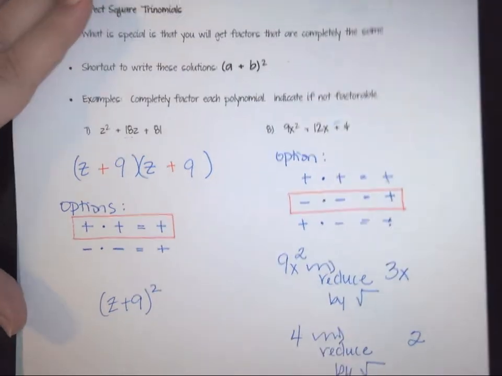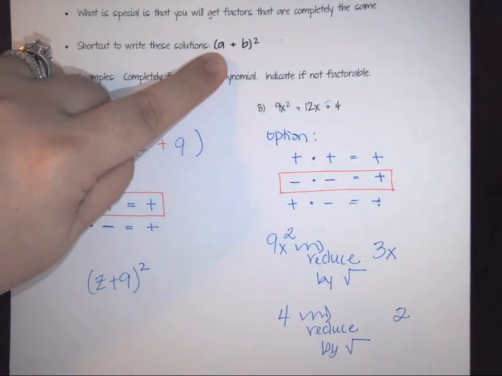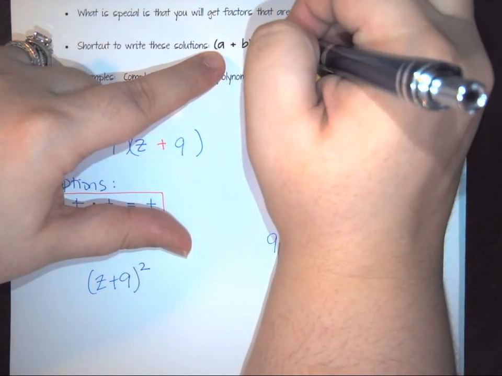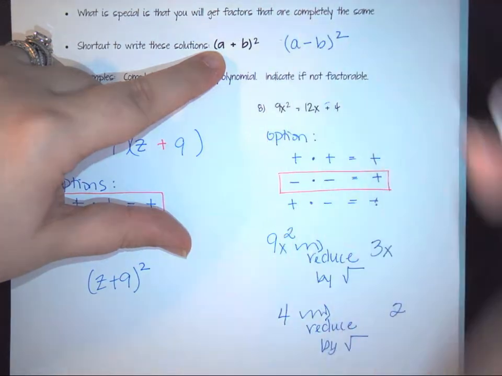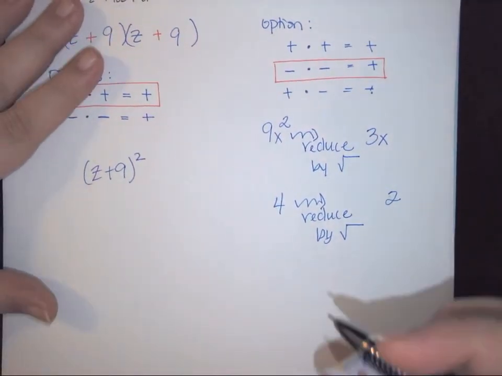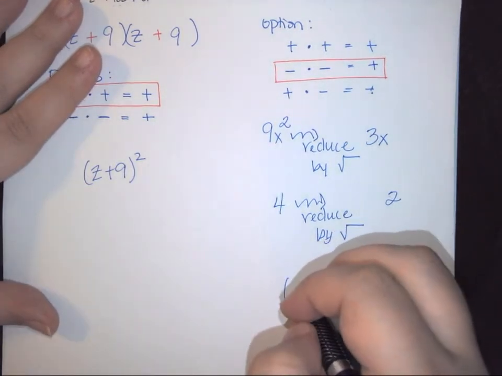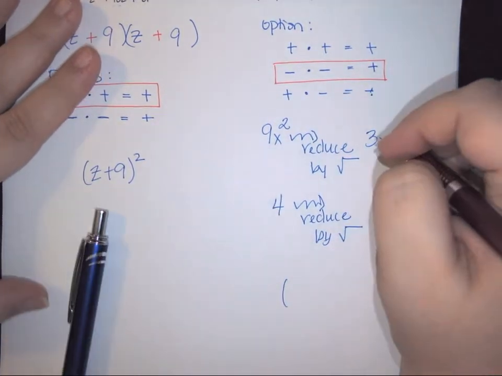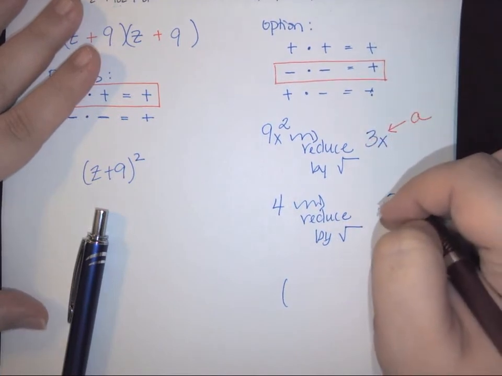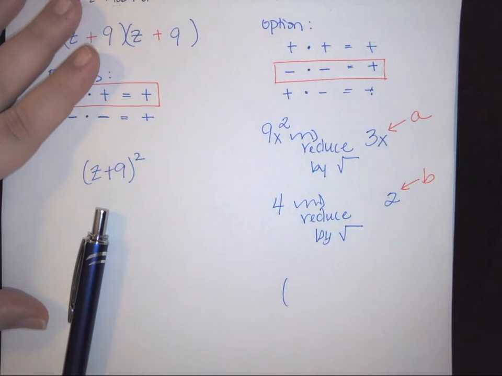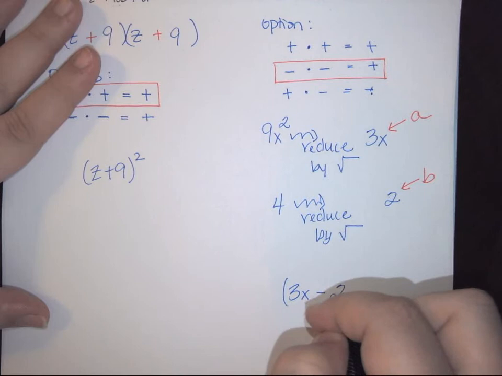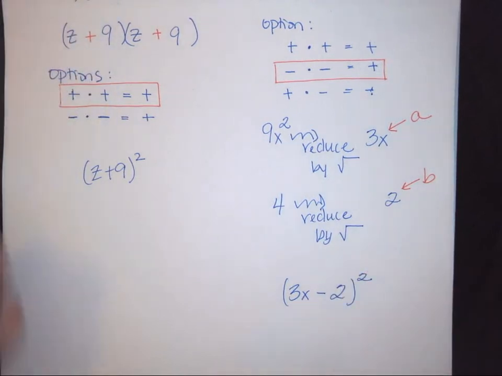And so here, if you look, notice my solution would be a plus b squared. Keep in mind, this can also be a minus b squared. And so here, instead of actually writing the two factors together, we would simply create that this term here is my a, this term here is my b, and thus we would have 3x minus 2 squared.